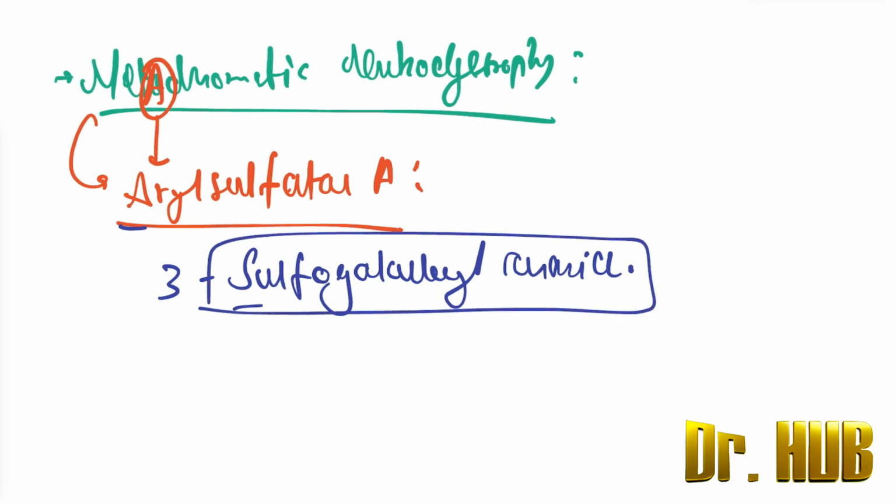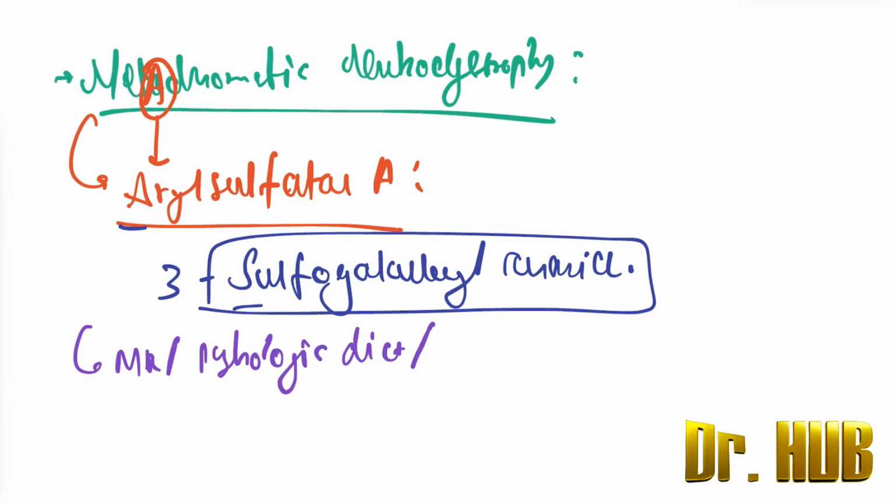Now let's look at the clinical features of metachromatic leukodystrophy. There is mental retardation, as well as psychological disturbance, which occurs in adults, and there is demyelination.